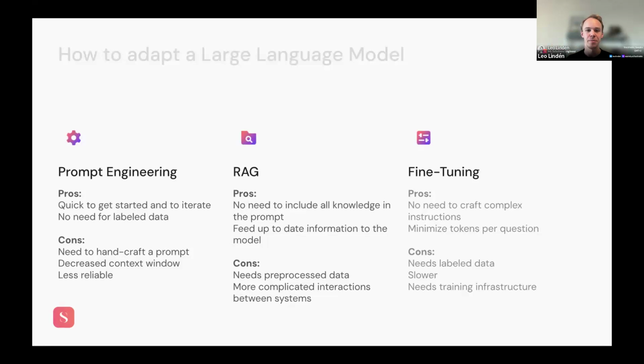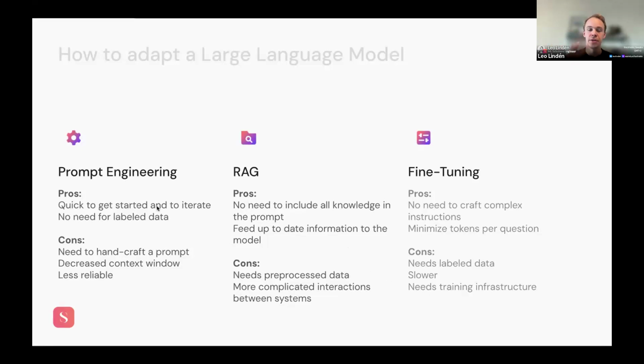Handcrafting a prompt can be really complicated, especially when you're using smaller language models. It can be more difficult to steer. Adding in this system prompt decreases the available context window for the task you want to do, and it might end up being less reliable.